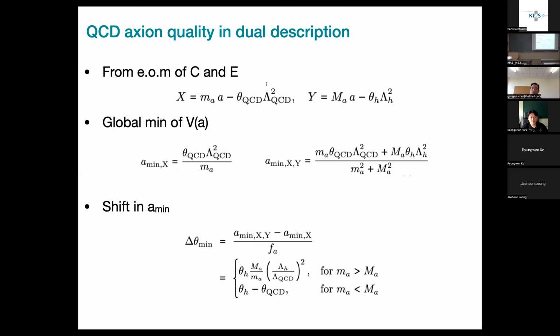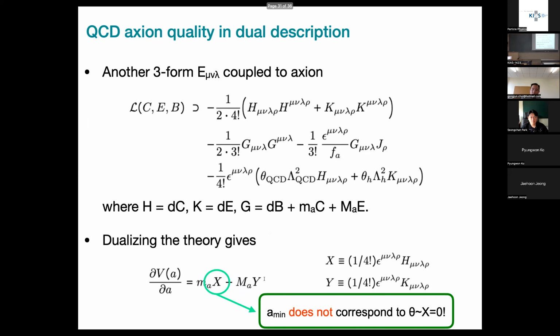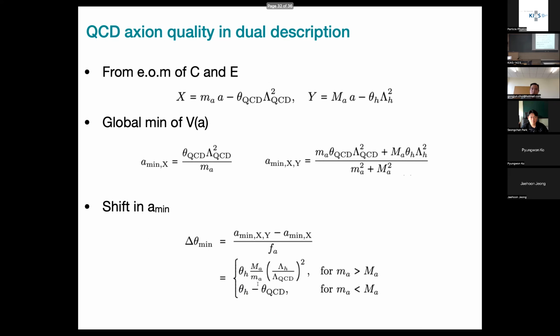However, if there is another contribution to the axion potential due to the extra three-form, then the potential minimum gets spoiled by the amount of this expression here. By comparing these two different minima, depending on whether you have the extra three-form or not, you can estimate the shift of the potential minimum happening to the axion potential, and that is given by this.